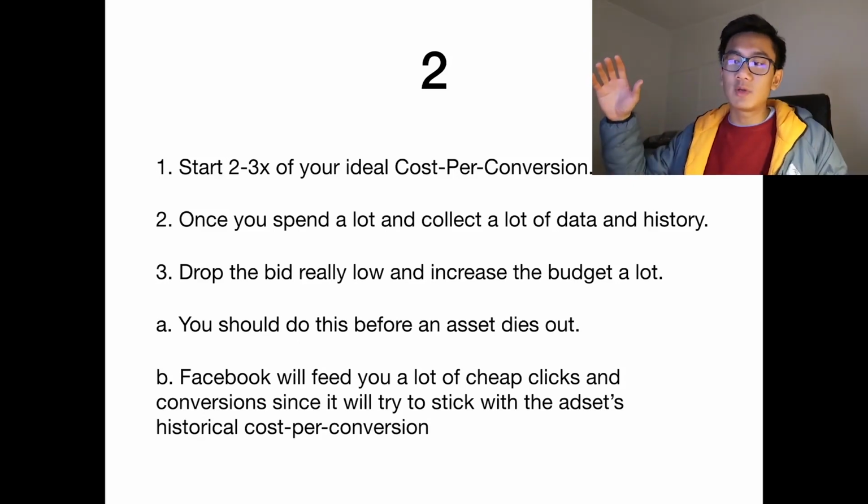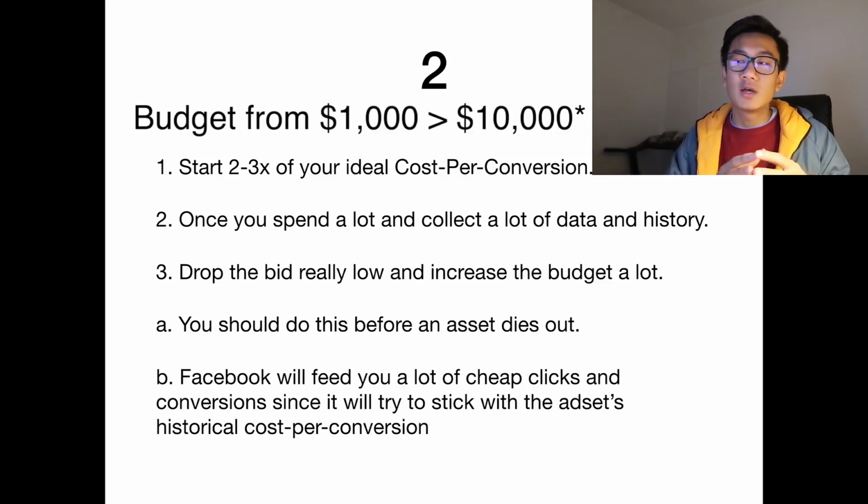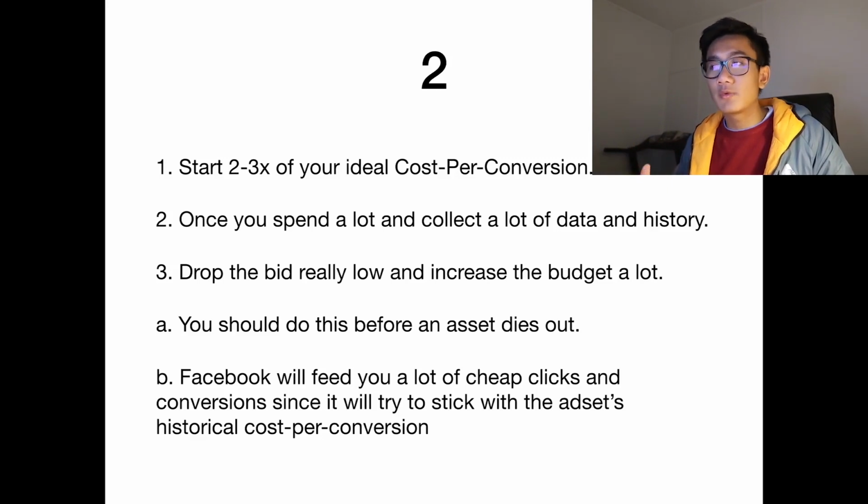So you want to decrease the bid from 75 down to 25, increase the budget from 1,000 to 10,000. And what this does is Facebook will start feeding you a bunch of cheap clicks and conversions, since it's trying to stick with the ad set's historical cost per conversion.